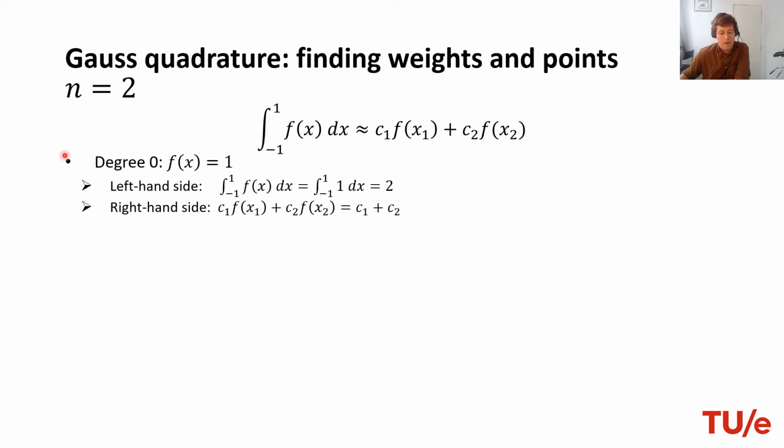So let's start out with a polynomial of degree 0. That's a constant. This is completely the same as we did in the previous slide. So the left-hand side, the integral of a constant of 1, from minus 1 to 1, that's simply equal to 2. And for the right-hand side, well, we simply evaluate this right-hand side for a constant function, and you see that we end up with simply c1 plus c2. We want this to be exact, so c1 plus c2 has to be equal to 2, and that is our first condition that we find over here.